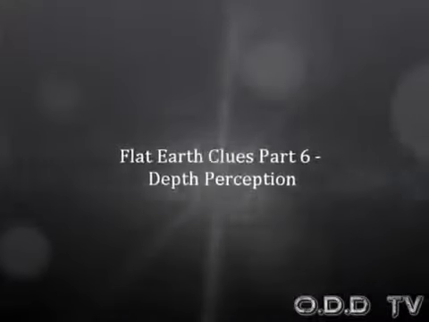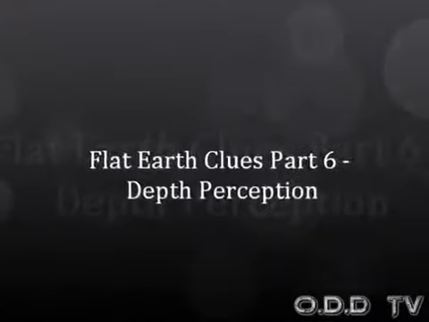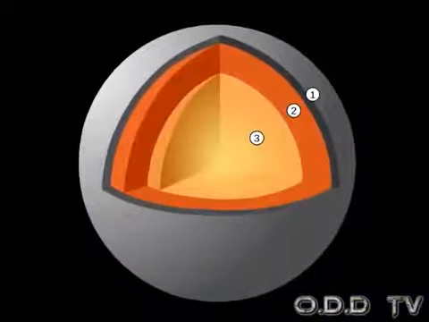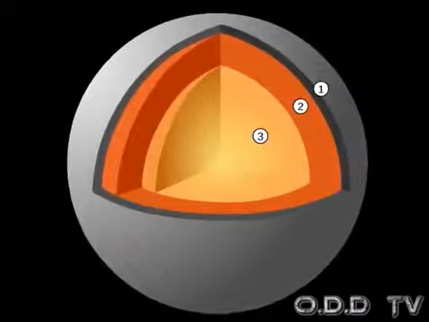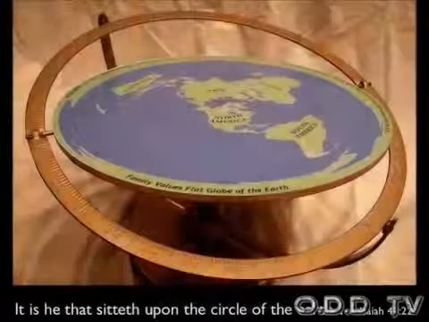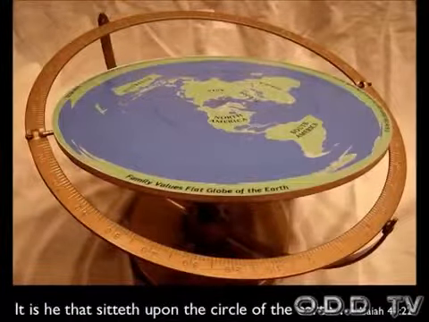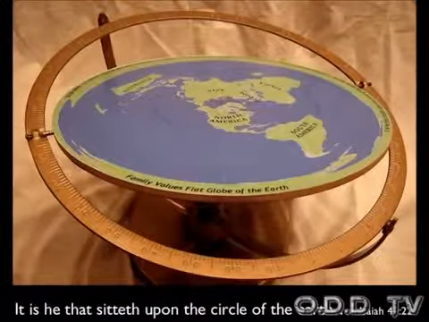Flat Earth Clues Part 6. Depth Perception. This clue looks into the inevitable design question below the surface, or more specifically, how thick the flat Earth design would need to be. To start, let's quickly recap the design features so far.